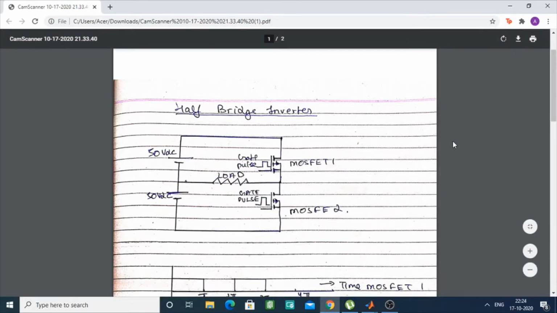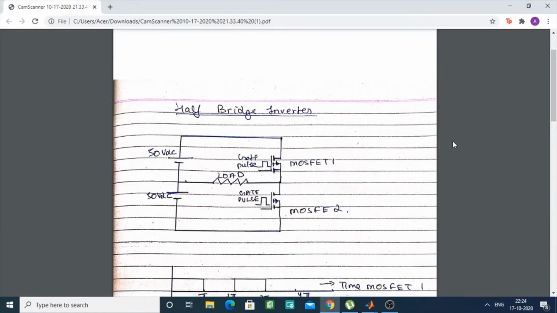Hello everyone. So today we are going to see the simulation of a single phase half bridge inverter, and we are going to use the Simulink software for the simulation of the same.